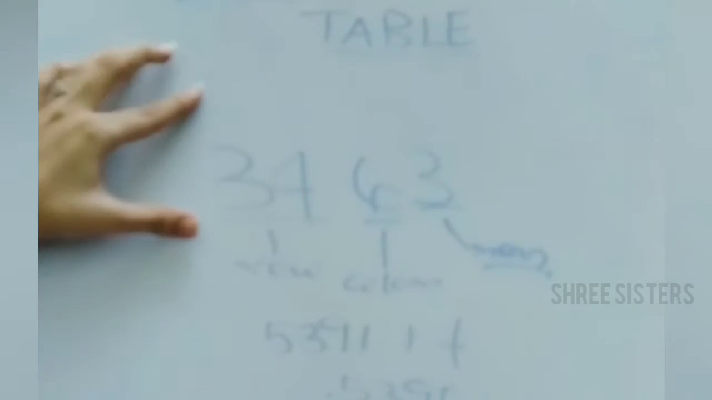Now we have to find the characteristic part. We know that 34 is between 10 power 1 and 10 power 2, which is 10 and 100. So we should take 1 as the characteristic part. The least power is 1. So 1 will be our answer. So this is the log value for 34.63. I hope you guys understood this one.